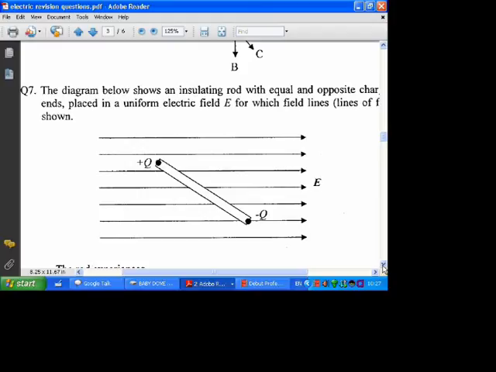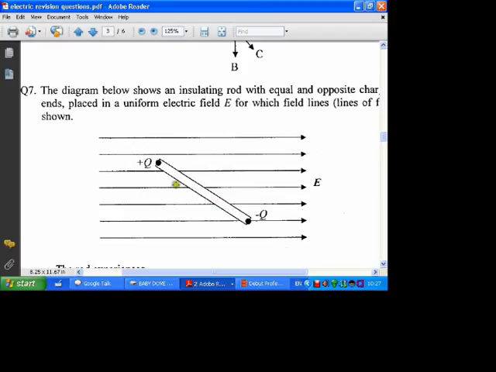So the charge of the rod times the E field will give you the force on the rod, right? So is there a force? Answer is no, because EQ, Q is 0, so force will be 0. So there's no resultant force on the rod. Okay, but is there a torque? Answer is yes. There's a couple.